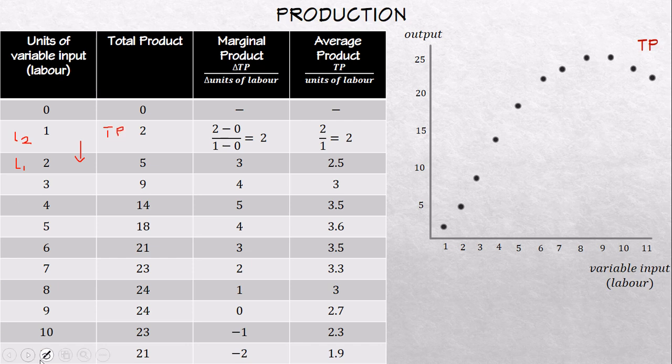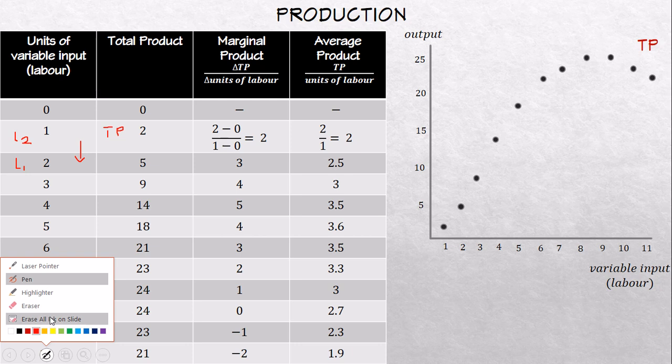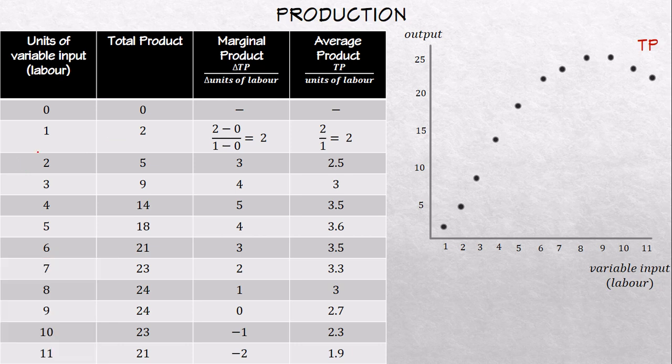Let me not use the 1 and 2. Let me use maybe old and new. Okay, let me clear this. So let me say that this is the old labor. Alright, so I move from the old labor. So this is the new labor. Okay, this is the new labor.